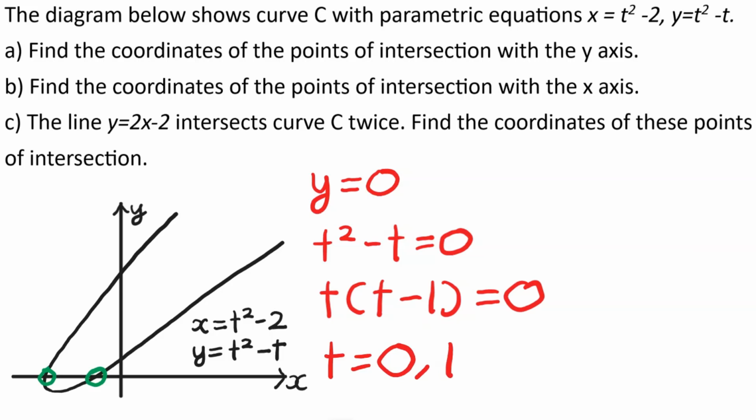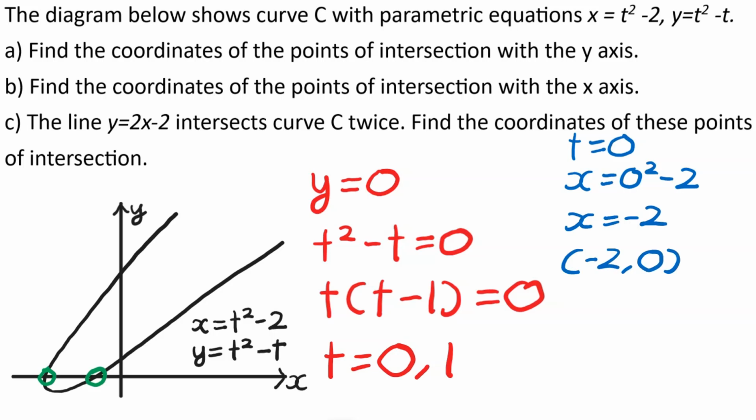So if we sub t equal to 0 into this x parametric equation here, we get that x is equal to 0 squared minus 2, which is just going to be minus 2. So x is equal to minus 2. So therefore, one of the points of intersection with the x-axis is (minus 2, 0).